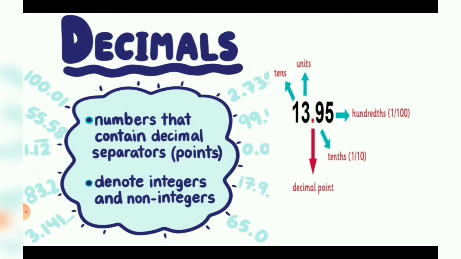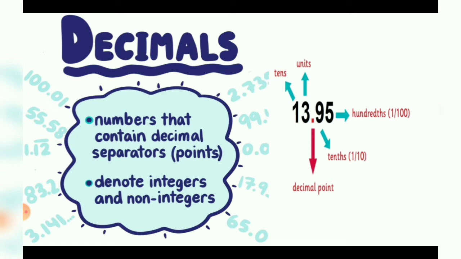Decimals are numbers that contain decimal separators, also called decimal points. Now decimals are just easy numbers. If I give you a number like 1.71, you can easily say it's a decimal. So you can identify decimals and numbers without decimals. Basically, it's all about the decimal point. They denote both integers and non-integers, and non-integers means things like fractions.